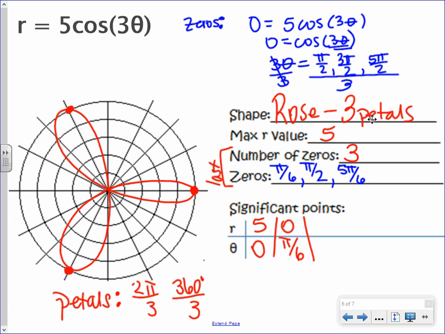Okay. Do you remember how I said the odd number of petals are going to stretch from 0 to pi? Right? Do you see how our zeros are between 0 and pi? Okay, you're going to notice that with your odd number of petals. It doesn't have to be something you remember, but if you notice it, that's what's happening.